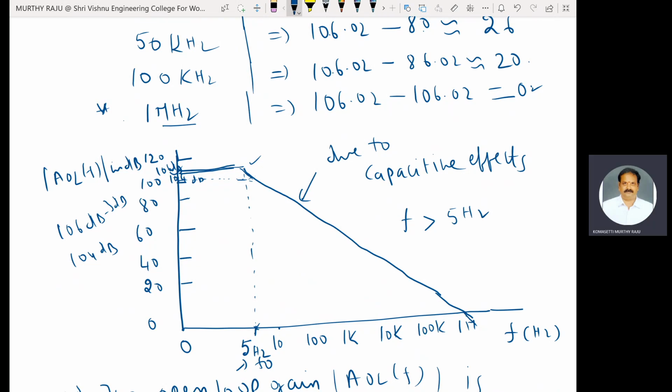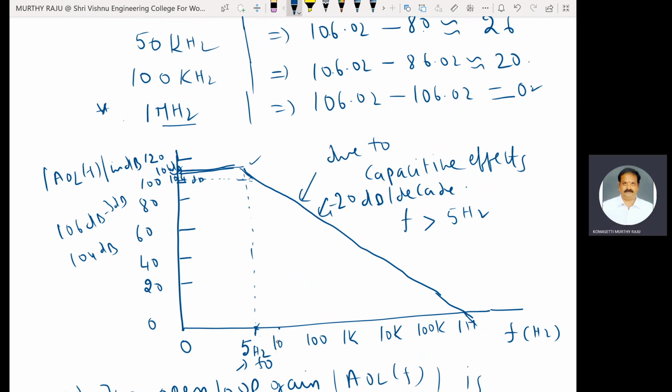the gain mod AOL of f decreases at a rate of minus 20 dB per decade. A decade means a 10 times change in frequency. 5 into 10, 50. 50 into 10, 500 Hz. 500 into 10, 5K. Minus 20 dB per decade after the break frequency.